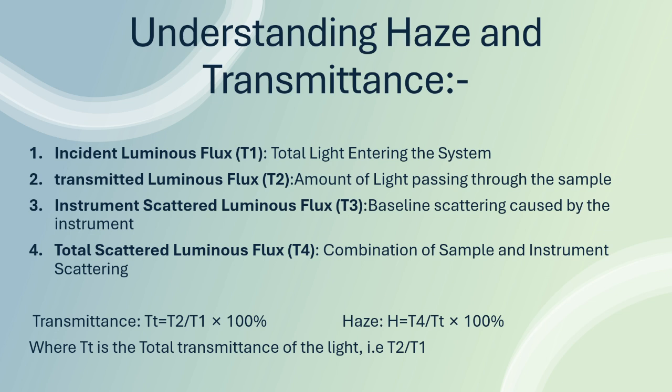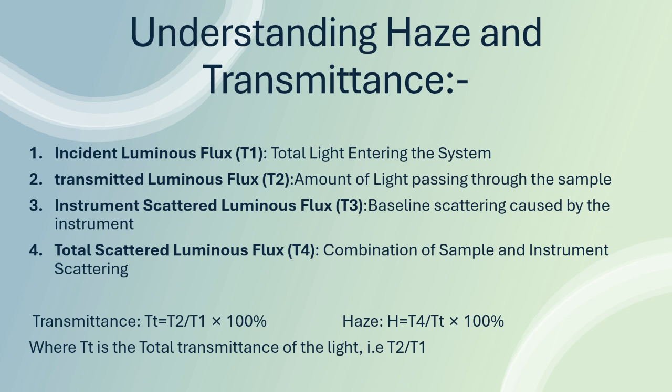To properly understand the transmittance, we need to first understand these four terms. First is the incident luminous flux T1, which is the total light entering the system. Transmitted luminous flux T2, which is the amount of light passing through the sample. The instrument scattering luminous flux T3, which is the baseline scattering caused by the instrument, and total scattered luminous flux T4, which is the combination of sample and instrument scattering. The combination of sample and instrument scattering is basically the summation of T2 and T3.